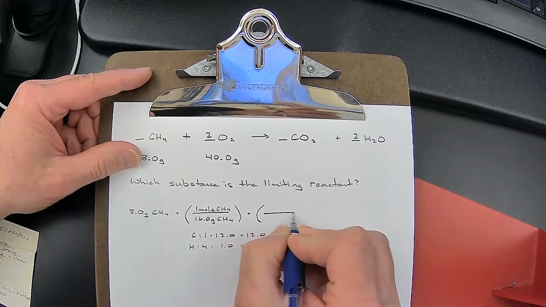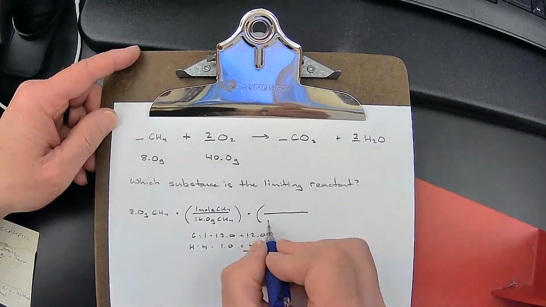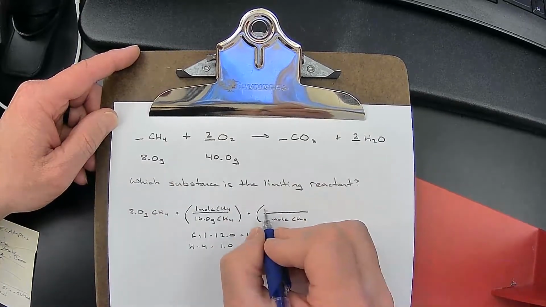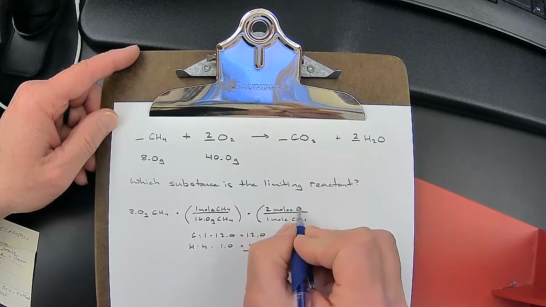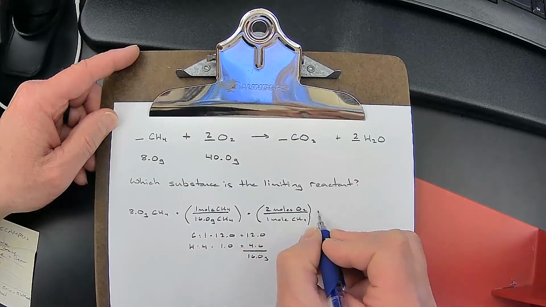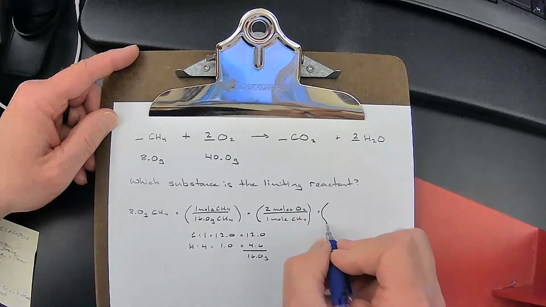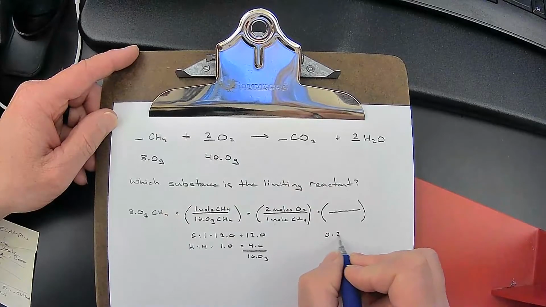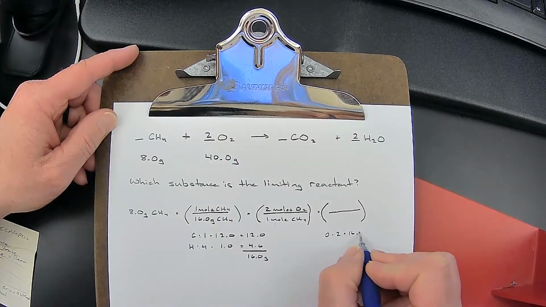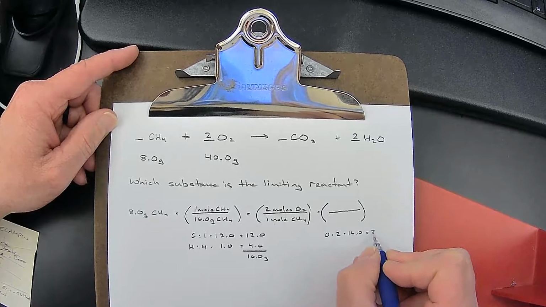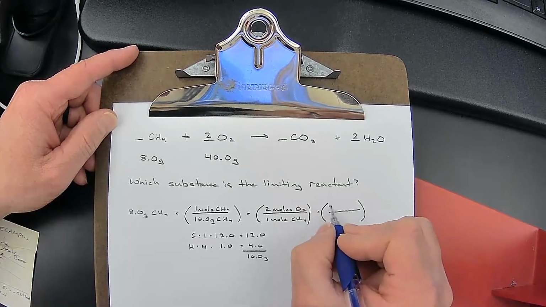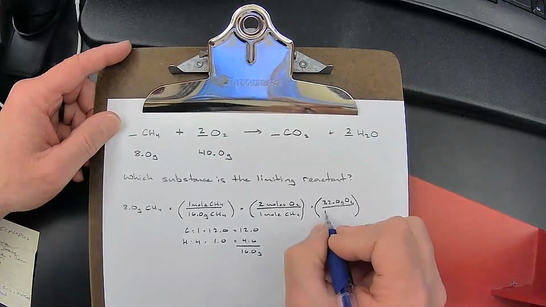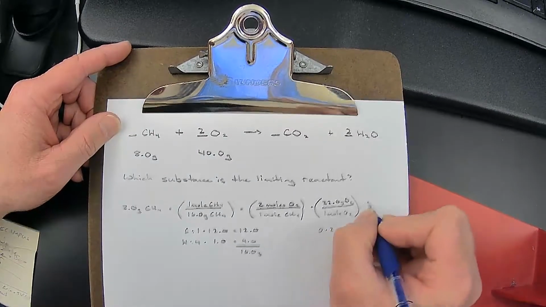My next step is my mole-to-mole ratio from the balanced equation. There is 1 mole of CH4 for every 2 moles of O2. And then finally, the last step is the molar mass of O2. There are 2 O's, and we multiply by 16.0, and that gives me 32.0 grams. So on the top is 32.0 grams of O2, and on the bottom is 1 mole of O2.